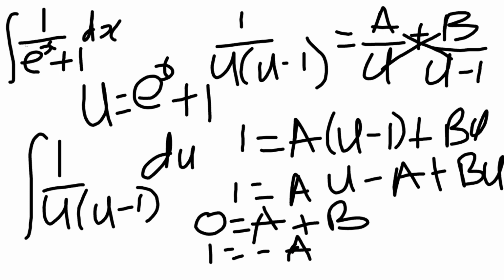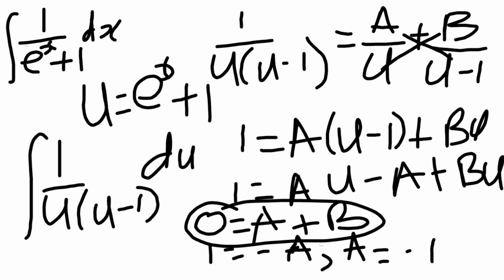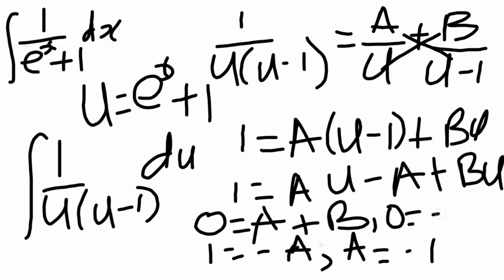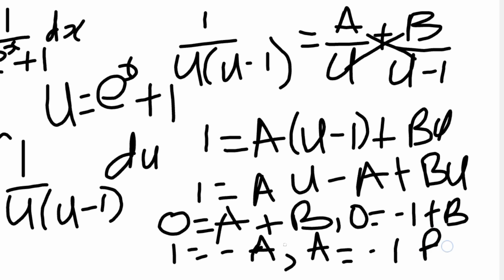We have that 1 is equal to negative a. Meaning that a is going to be equal to negative 1. And if a is equal to negative 1, according to this, we're going to have 0 is equal to negative 1 plus b, meaning that b is going to be equal to 1. So we have a equal to negative 1 and b equal to 1.